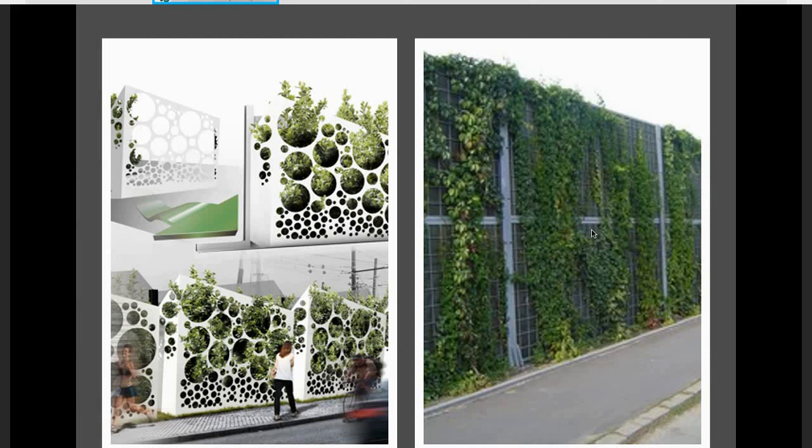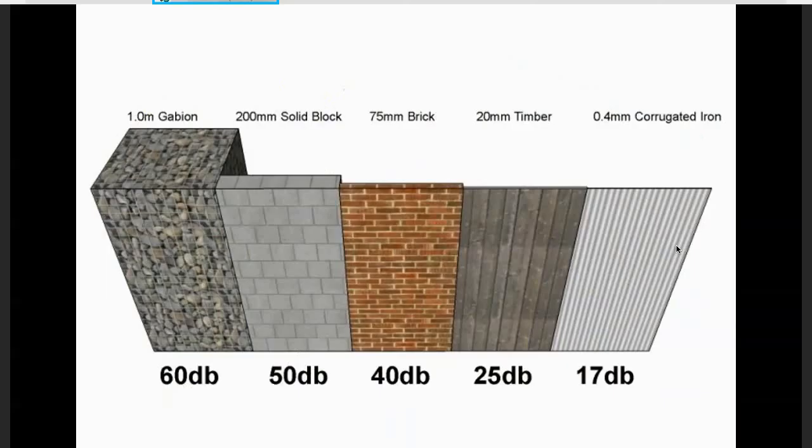Okay, so this is another material that you can use, which is a combination of plants with walls. Plants can absorb noise. Plants are a good material, a good surface, to absorb noise. So these are the comparisons between different types of materials and thickness.